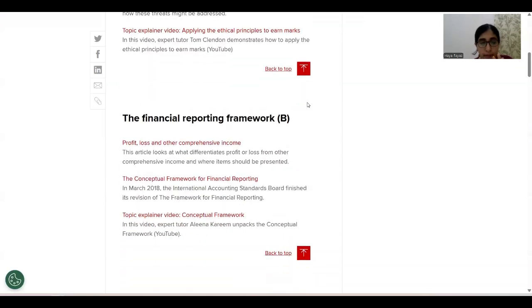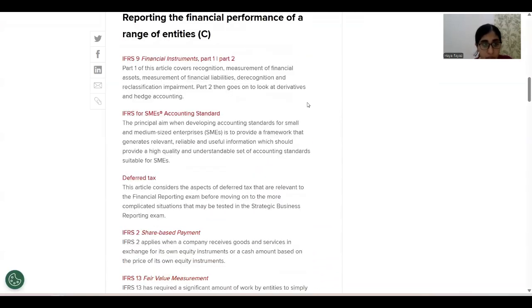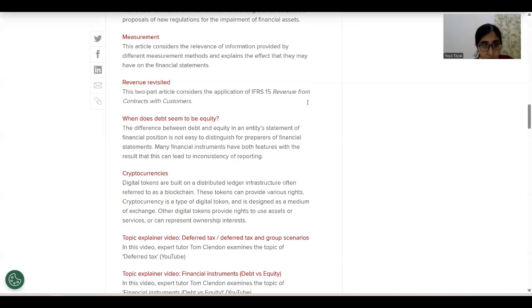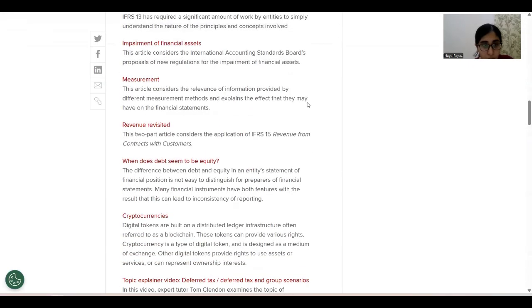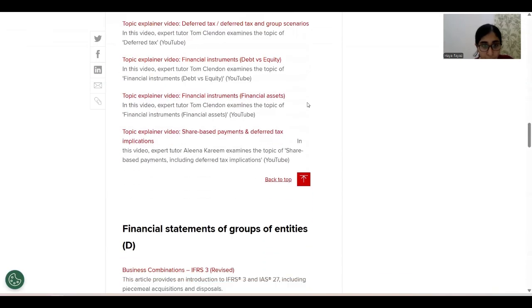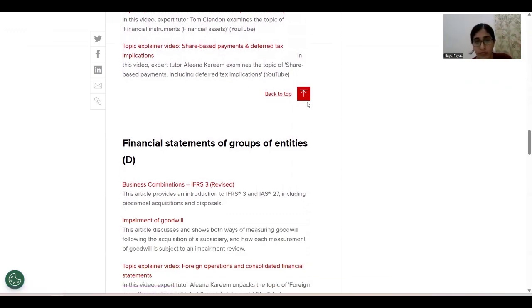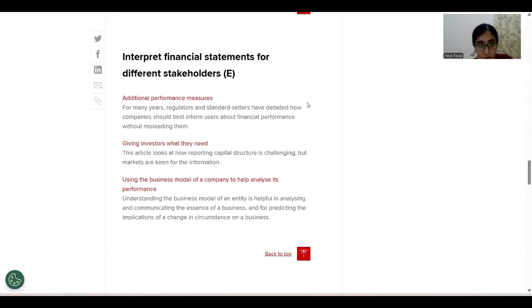So I'm helping you navigate to the article as well. It's just the technical articles page of ACCA. First we go there. See, there's cryptocurrencies and all about the expected topics that will be tested in the third, fourth question of the SBR exam. So please know about this.